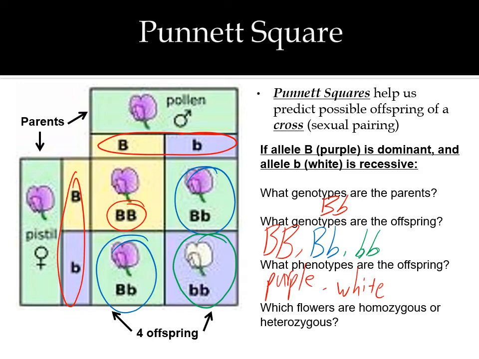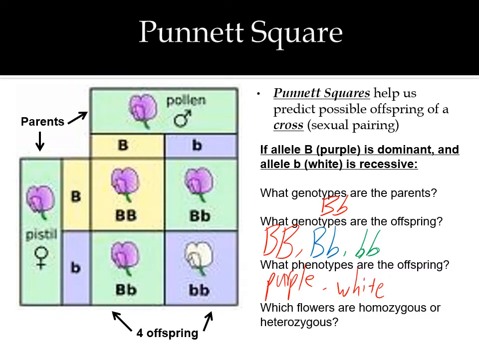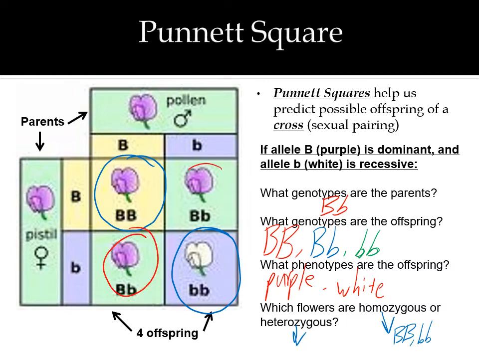Which flowers are homozygous or heterozygous? Remember that homozygous is when you have two of the same letter. Heterozygous is when you have two different letters. So this one on the top left with two big B's and this one on the bottom right with two little b's, they're going to be homozygous. I'll just write that over here. Big B are homozygous, and the little b are homozygous. The heterozygous ones are these two over here, where it's a big and a little, big and a little. Those are the heterozygous. They have two different versions of the allele.